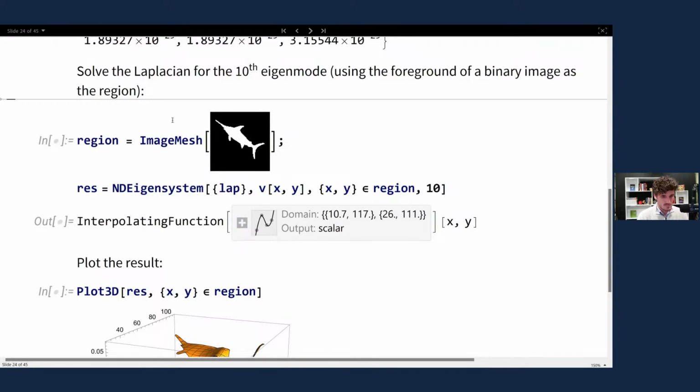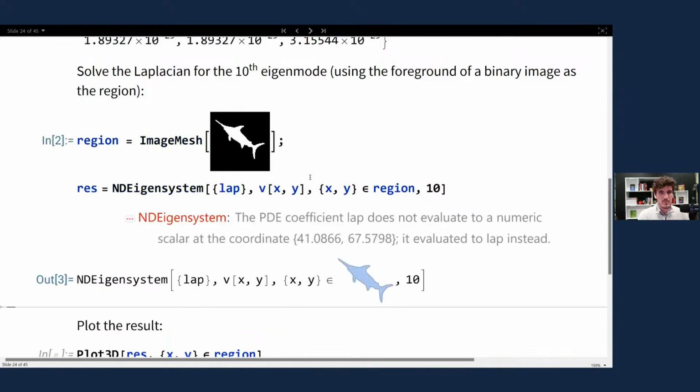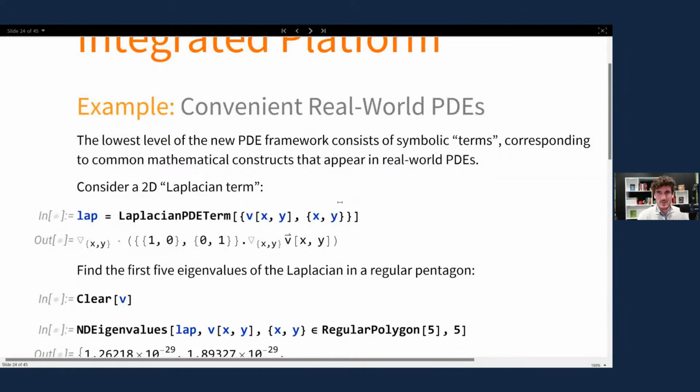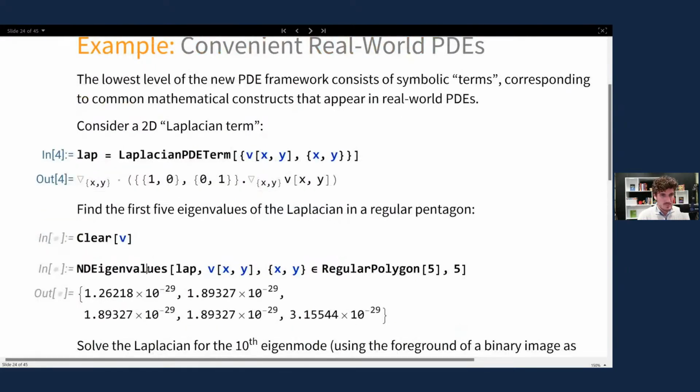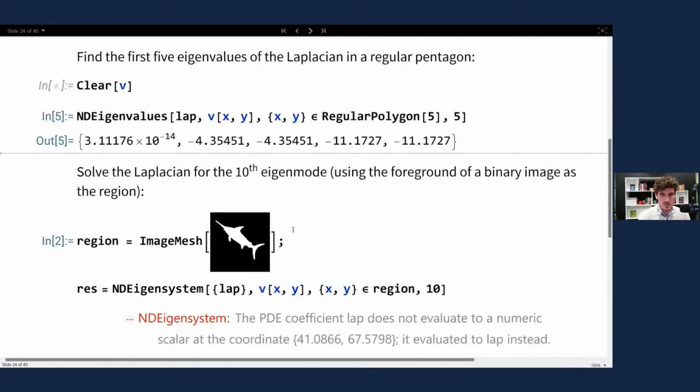Sorry, I'll just run this again. Perhaps there's a reason you specify that you just want the 10th eigenmode here, but I'm just going to have to define these again. Sorry, everyone. I think there was an issue before with some things being defined earlier. So here are the first 5 eigenvalues of the Laplacian in a regular pentagon. And then we're going to try this again.